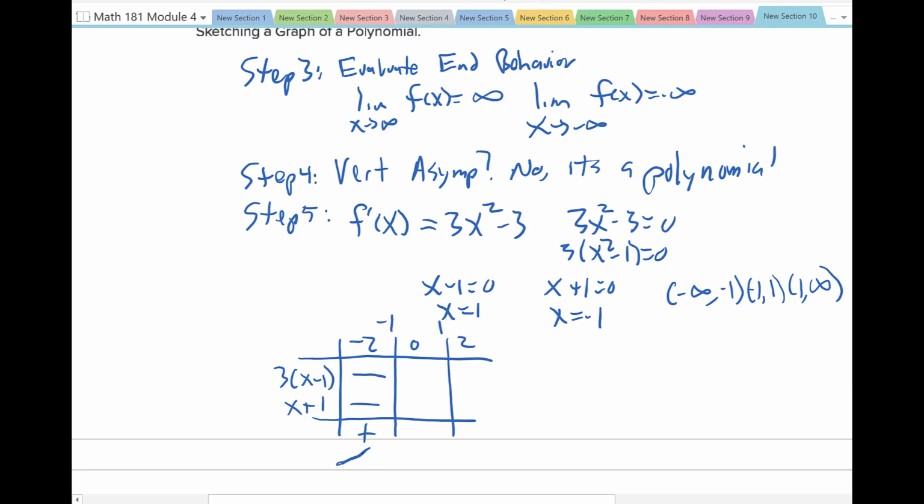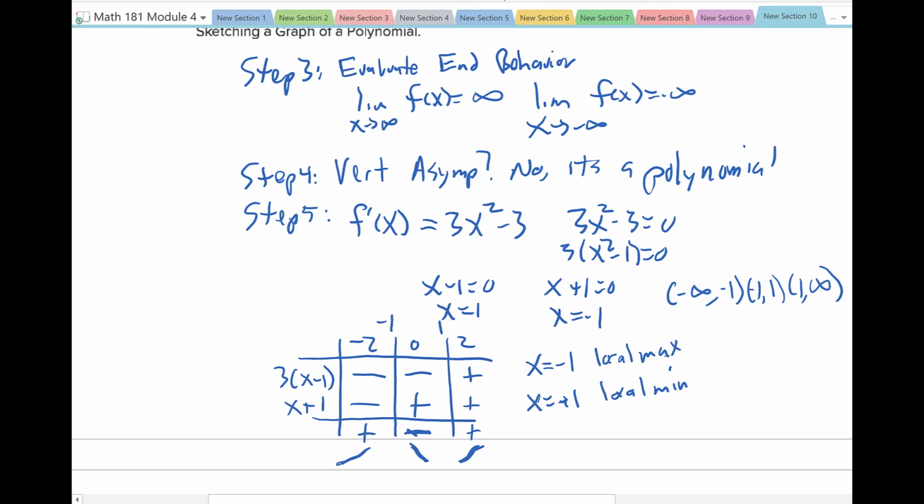And then put a 0 in here. That's going to be a negative for the first one, a positive for the second one. So it's negative. That's a downward slope. And put the 2 in there. So it's positive, positive, and positive. So it's an increasing slope. That means that x equals negative 1 has a local max, and x equals positive 1 has a local minimum.